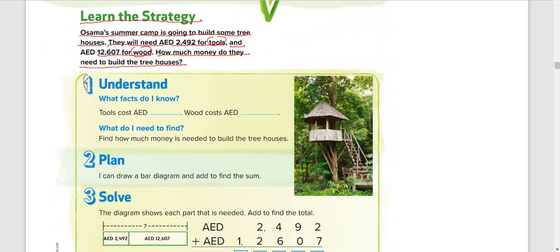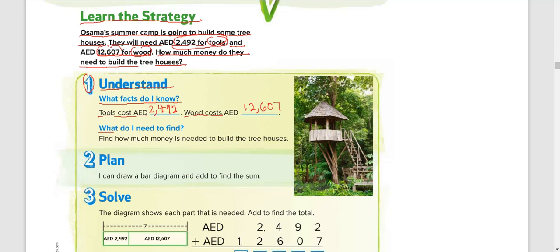So step 1 in learning how to solve a problem is to understand. So what facts do I know? You go back to the question to fish out the facts. Tool costs: if you look at the second line, you will see the tool costs, the one I've just circled, which is 2,492. The second one says wood cost. If you go to the third line, you have the cost for wood, which is 12,607.